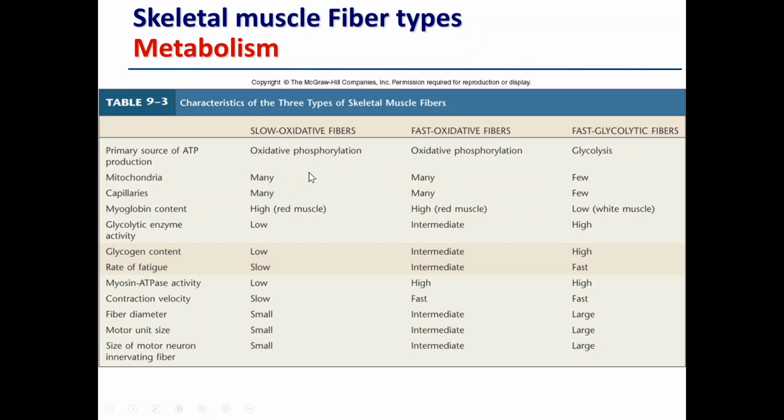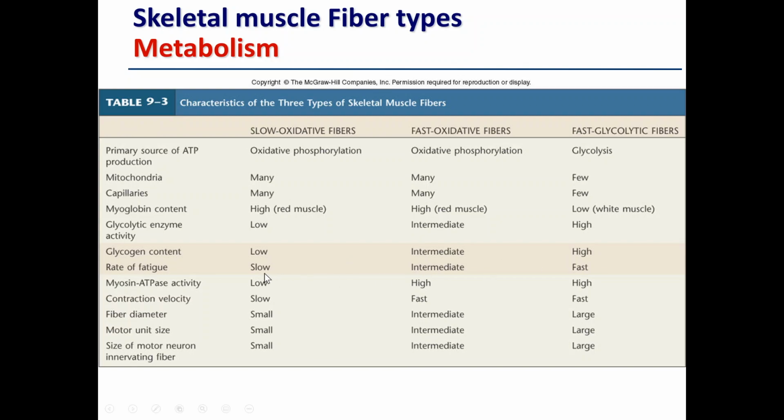They have different amounts of mitochondria, which is the powerhouse of the cell where this ATP is produced. Many mitochondria in slow and fast oxidative fibers, and much less in glycolytic fibers. The capillaries or blood supply is much greater to slow oxidative fibers than it is to glycolytic fibers. What we see is that the glycolytic enzyme activity will be much lower in your oxidative fibers and much higher in your glycolytic fibers, and that would make complete sense. Similarly, the glycogen content is low in these oxidative fibers, but higher as we go towards more glycolytic fibers.